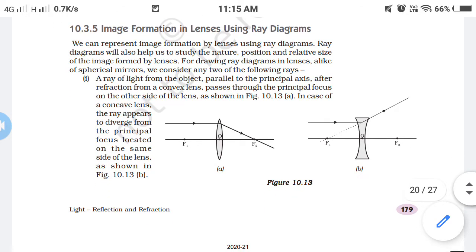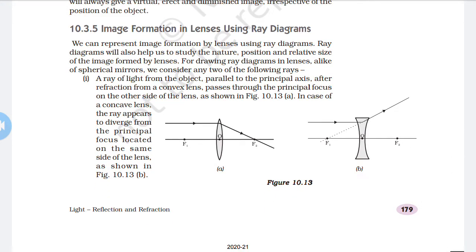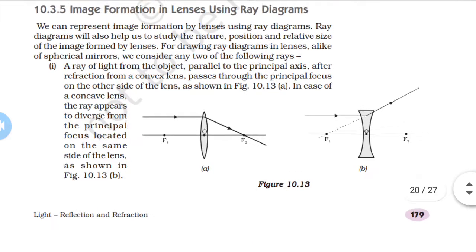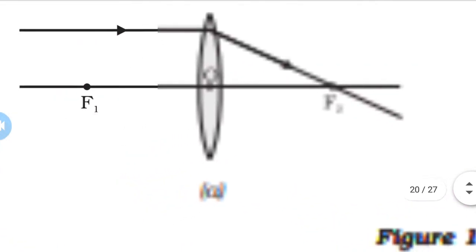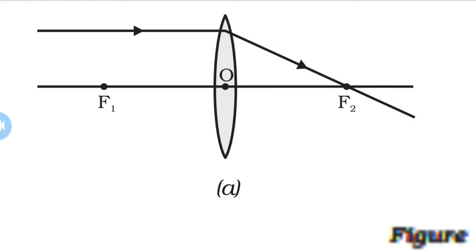Okay, good morning friends. Today we discuss image formation in lenses using ray diagrams, in chapter number 10, light reflection and refraction. So here we discuss the three main rays used to locate the image formed by spherical lenses.